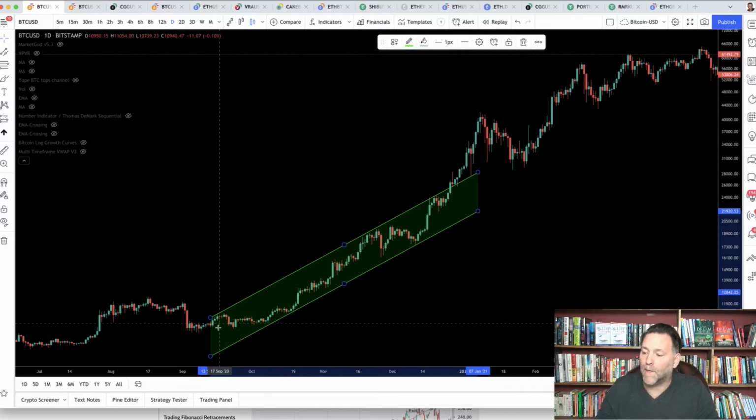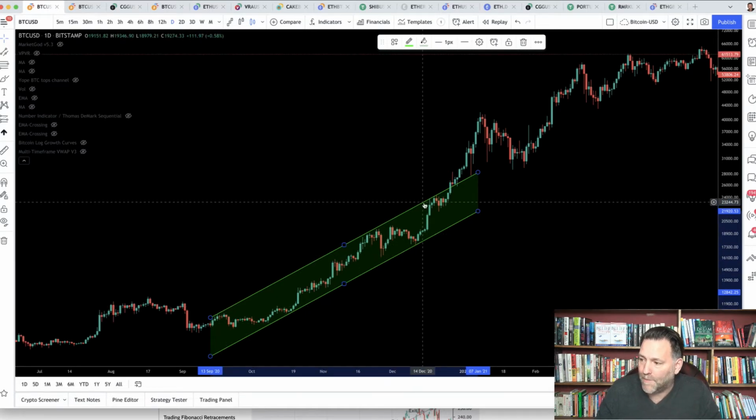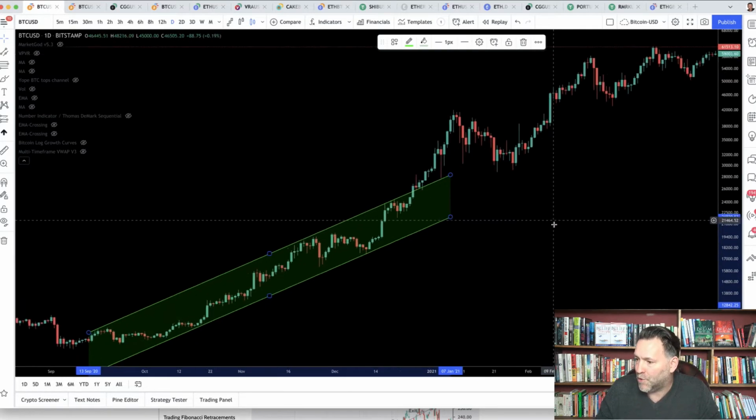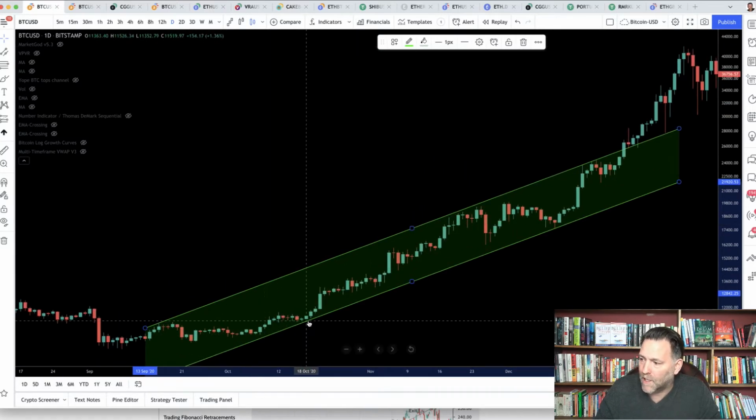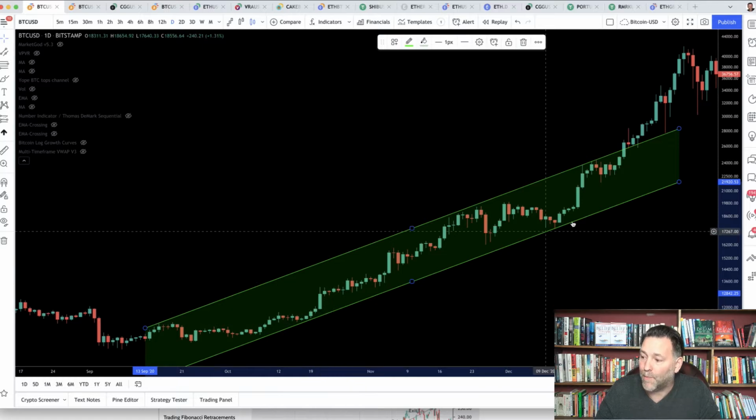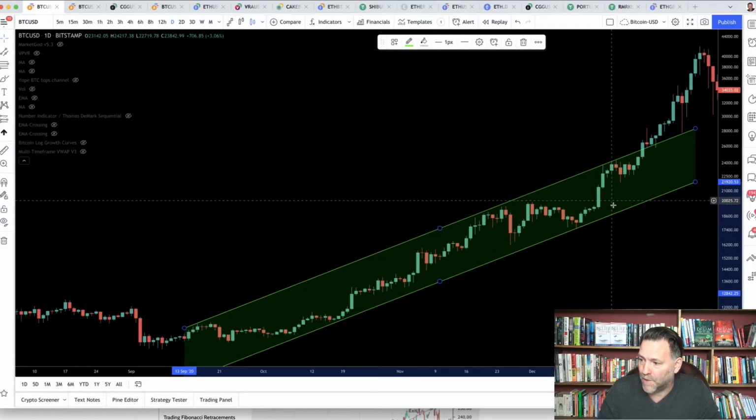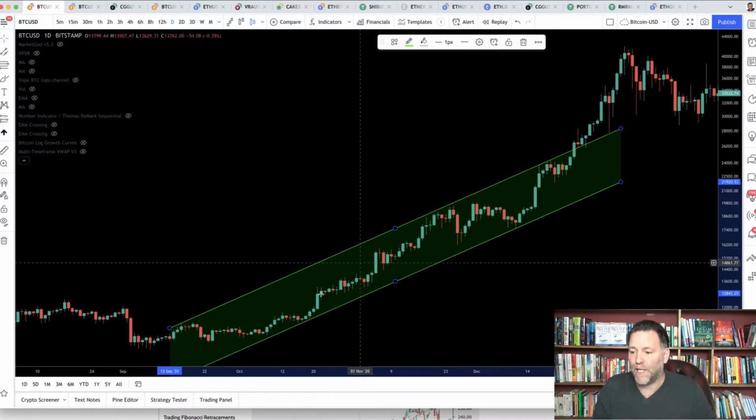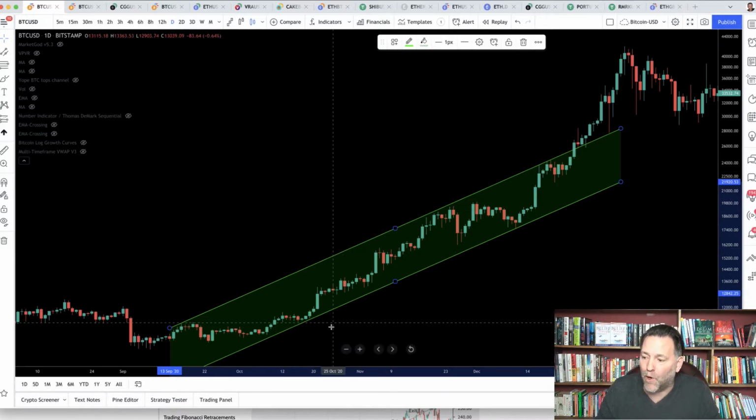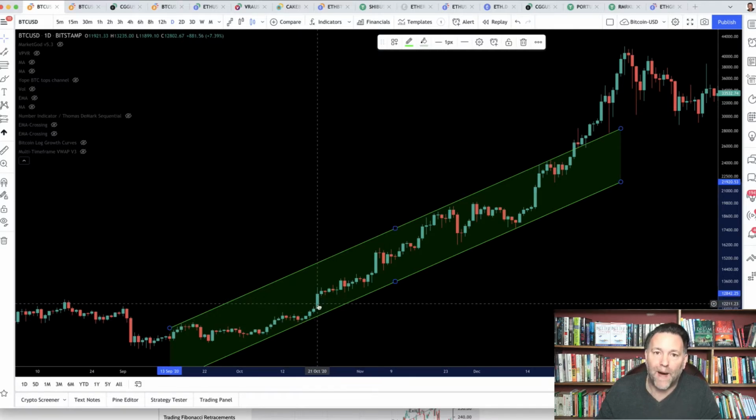So you can see here we've got a couple of touch points on the top line of the channel, and we'll zoom in here a little bit so we can see this better. And we've got a lot of touch points on the bottom of the channel as well. So that's an upward channel, and what we're looking to do here as traders, we're looking to say, okay, once this channel is formed, when it hits the bottom, we're probably going to buy around about that price.